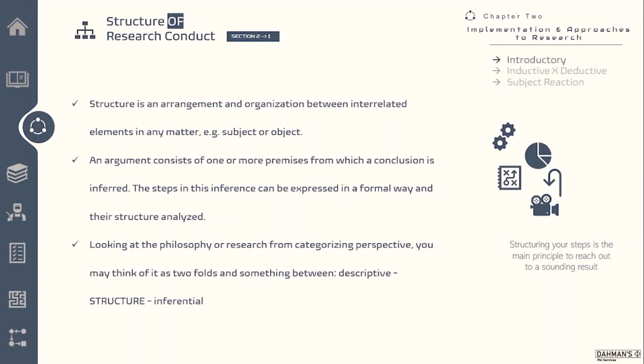In this section, we will review three outlines. First, a quick introductory on the conceptual understanding of research conduct, and then we will see the inductive and deductive structure, and finally, a very popular problem when it comes to research conduct, and that is subject reaction. Starting with the introductory, I would like to share with you the following visual presentation.